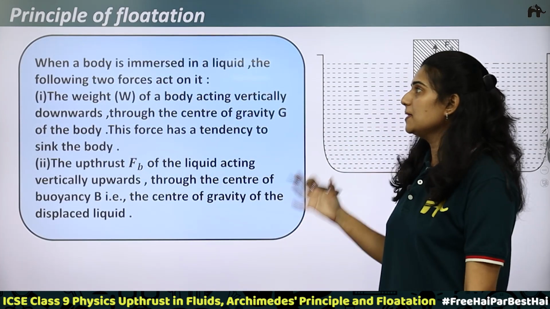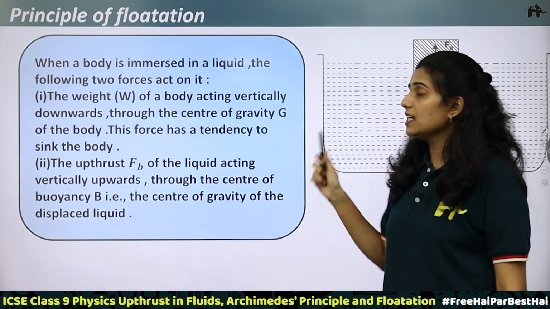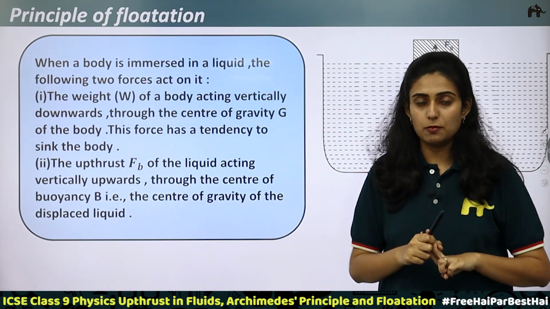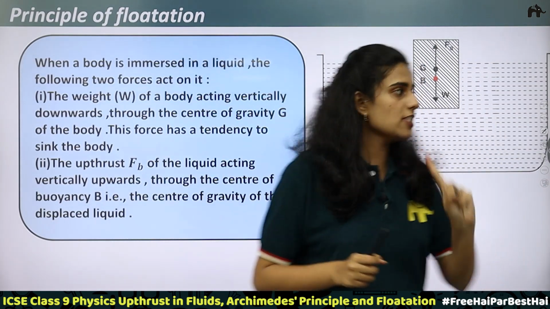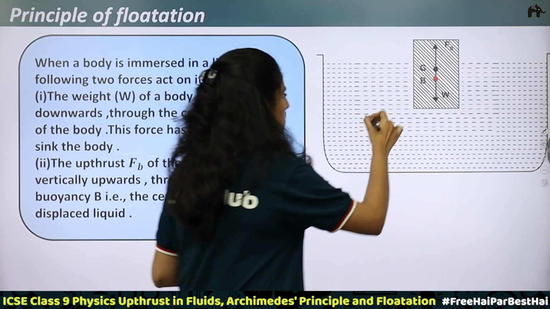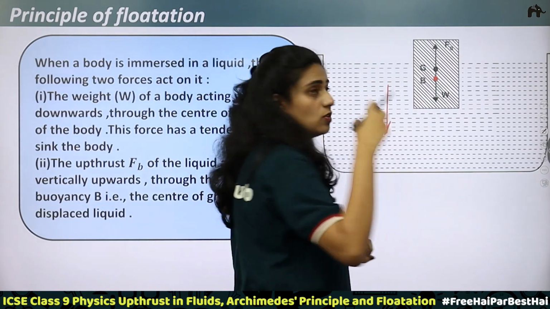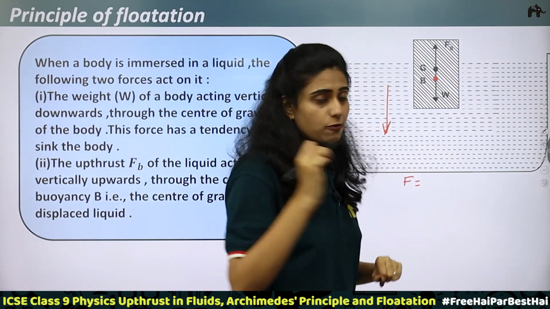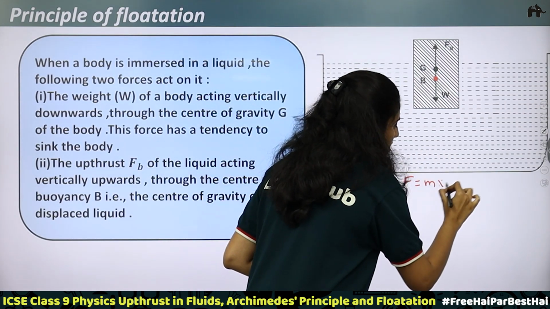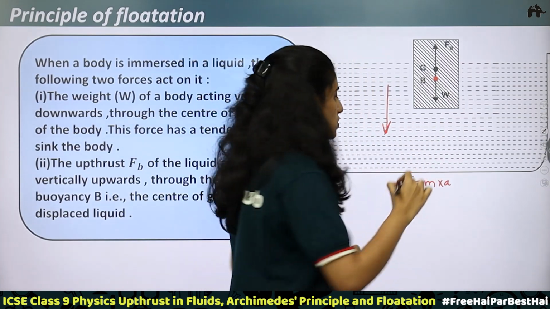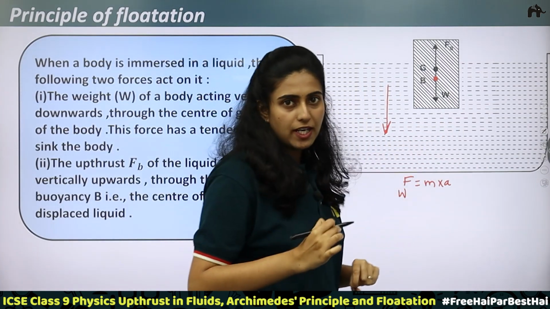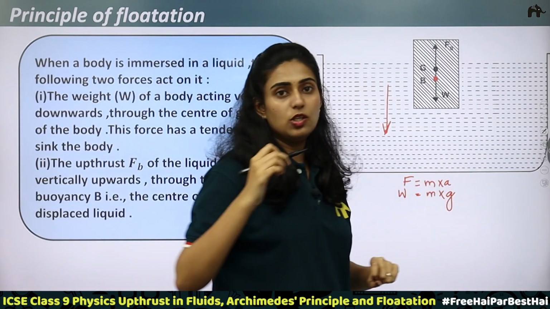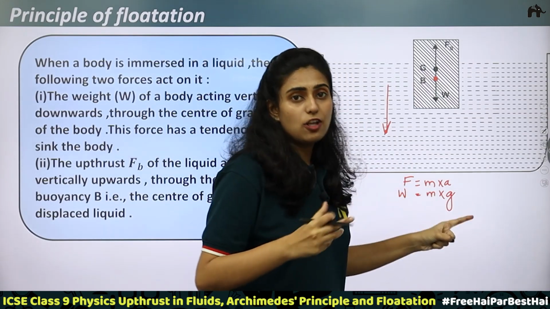Now, what are the principles of flotation? When a body is immersed in a liquid, the following two forces act on it. One is the weight. In which direction will weight be acting? Weight of the body is in the downward direction. So, what is weight? We know, according to Newton's second law of motion, force is equal to mass into acceleration. So, weight is a force which is represented by W, which is equal to mass into acceleration. Here g is the acceleration due to gravity, and this is the weight of a body.